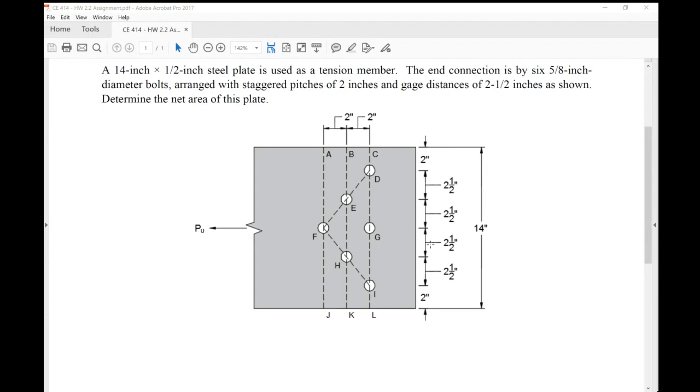I want you to do this one problem and see if you can determine the net area. That's due Monday.